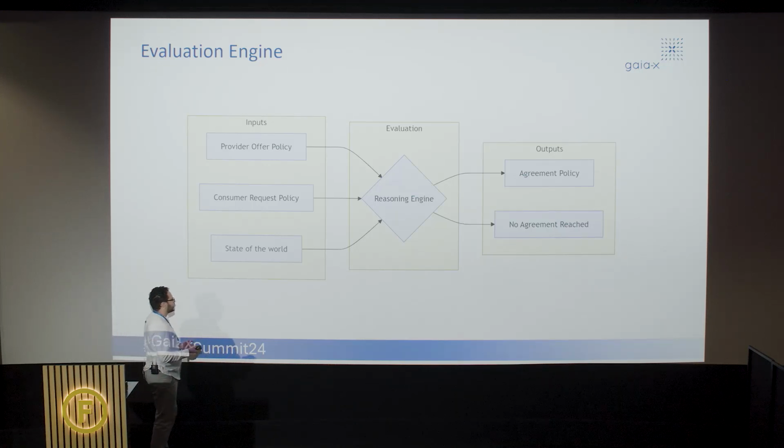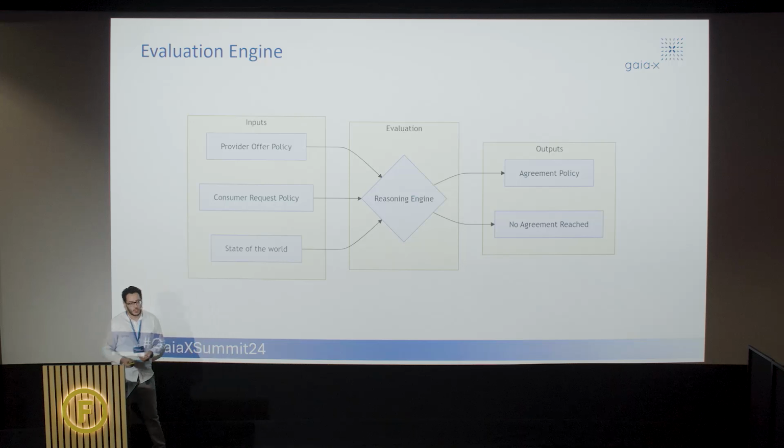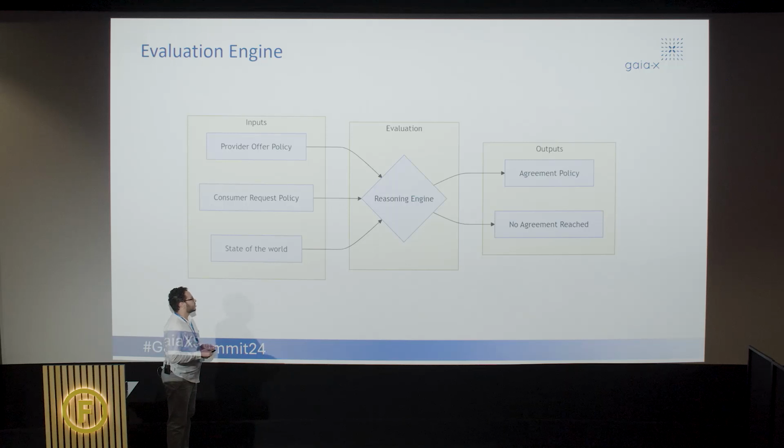So what's the state of the world? It's basically, for example, like we've seen before, is the driver license expired? To know if it's expired, we need to know what's the date of today. So we need the state of the world. And this is important because we're going to focus on it afterwards. All these inputs go into the evaluation engine, which either outputs an agreement policy or not.